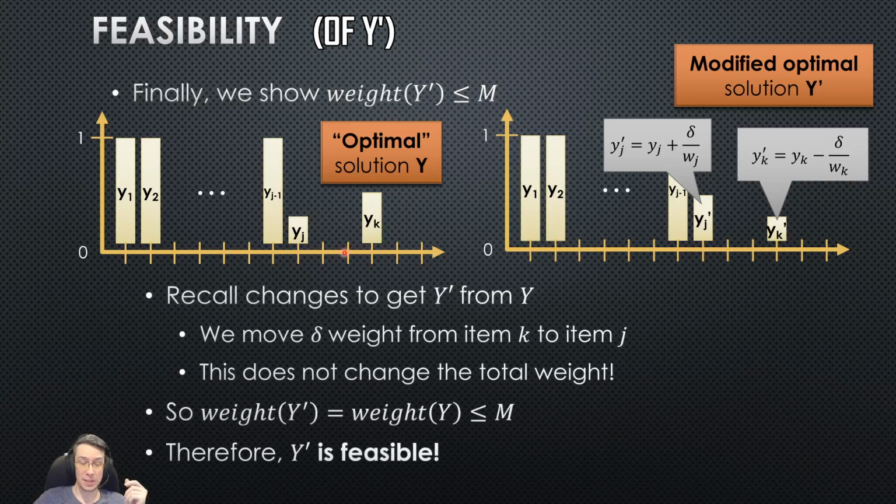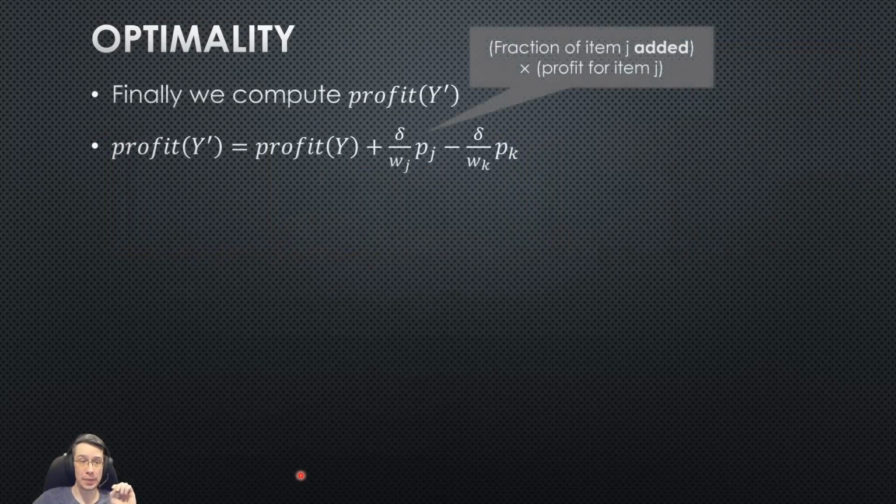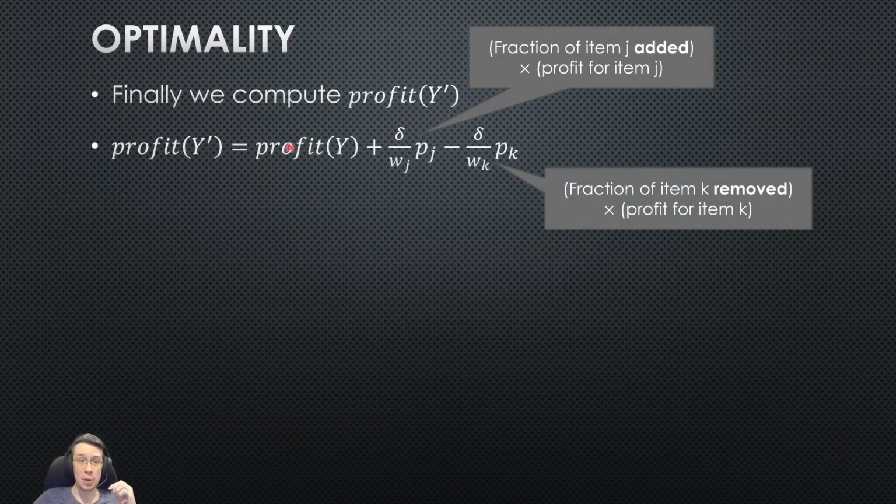Okay, so that's feasibility of y prime. Now we need to show that y prime has a better profit than y. So the profit of y prime, notice that that's just the profit of y plus our little changes, right? How our little change affects the profit. Everything is the same in y prime except we take away some of item k and add some of item j. The fraction of item j that we add is delta over wj. So we're adding profit proportional to that fraction of item j that we added. We're adding profit pj times delta over wj.